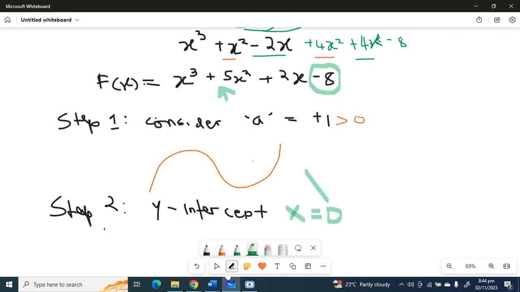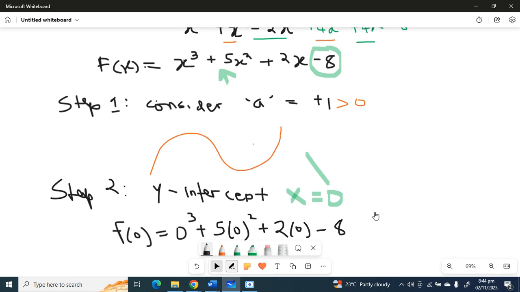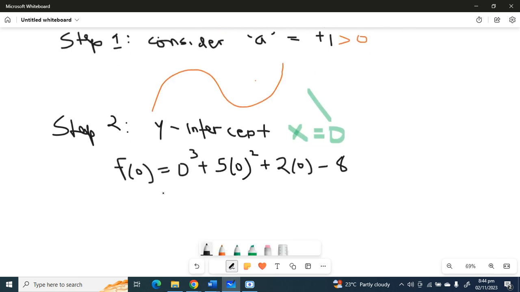Okay, have we both got -8? So our y-intercept is going to be -8. So the coordinates of the point where this graph is going to cut the y-axis is going to be (0, -8). Any questions?